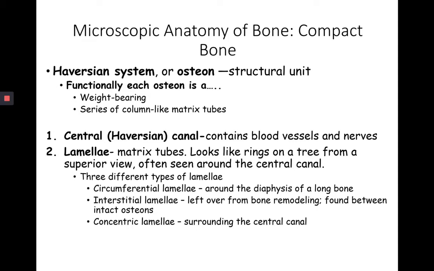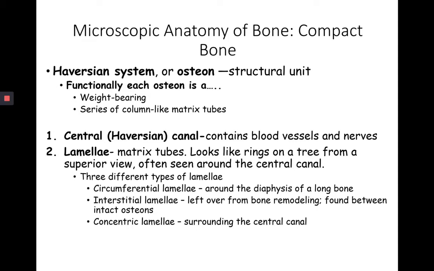So when we're talking about the Haversian system, we're talking about it being a unit of compact bone. The Haversian system is just another name for an osteon, which is the structural unit of compact bone. It's weight-bearing, it's essentially column-like tubes. The central canal could also be called the Haversian canal, but that's where you have blood vessels and nerves, kind of a main location to find them, but they can branch off into the rest of the osteon.